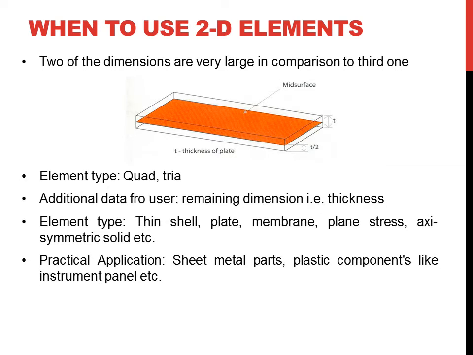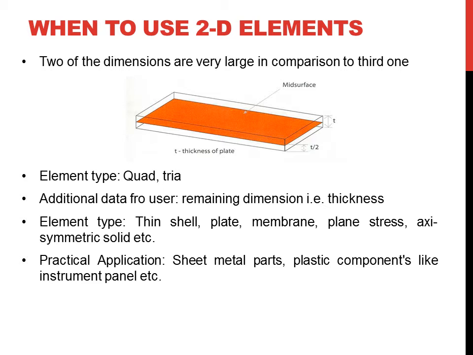The element types for the two-dimensional element are the quadrilateral element and the triangular element. In short form, these are spoken as quad or tria. Additional data required from the user is the remaining dimension, that is the thickness.